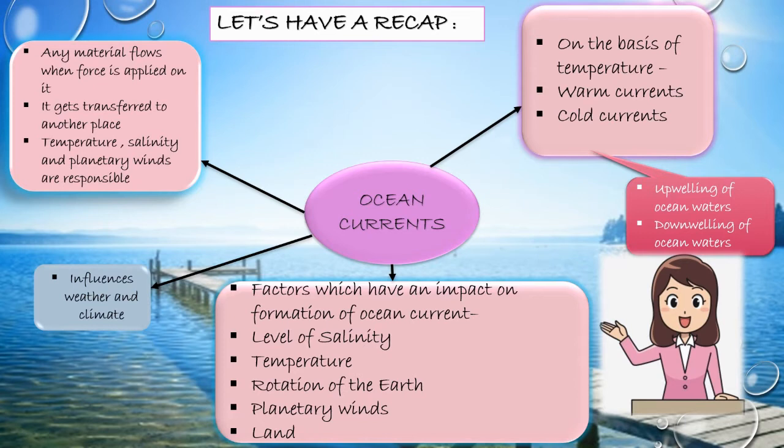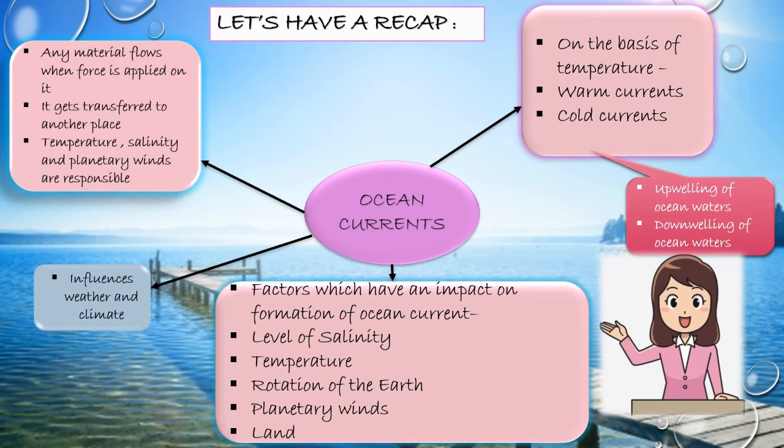Now, what is a warm current, students? Warm currents are basically the warm waters seen in the equatorial region. When the temperature of water in the current is higher than the temperature of the water surrounding it, it is a warm water current, and these currents flow from the equator towards the higher latitudes. And cold currents are when the temperature of the current water is lower than the ocean surrounding it. It is the cold water current, and these currents flow from the higher latitudes to the equator.